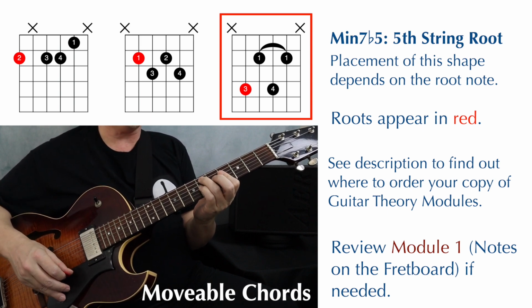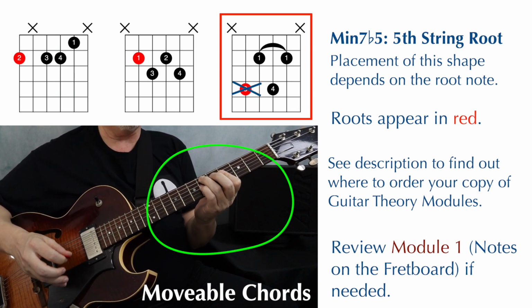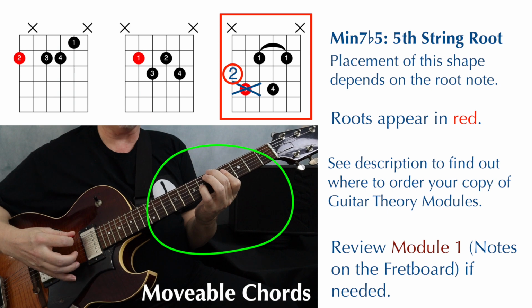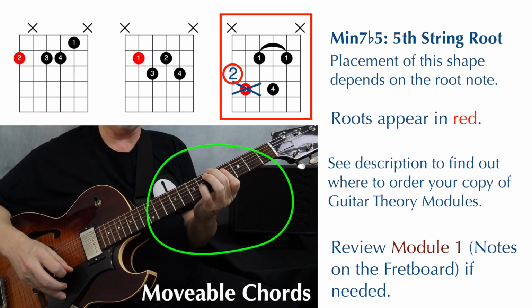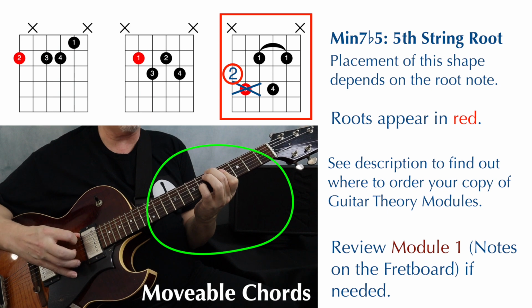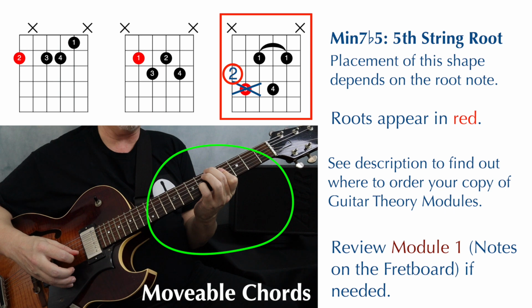Now, if you want to play this shape, but you want to include the 5th, just take your root away from the 5th string, put your 2nd finger down, 1 fret to the left on the 6th string, and now we have a minor 7 flat 5 shape, but this one is just in 2nd inversion with the 5th at the bottom. So we have a 5th, a 3rd, a 7th, and a root on the top.